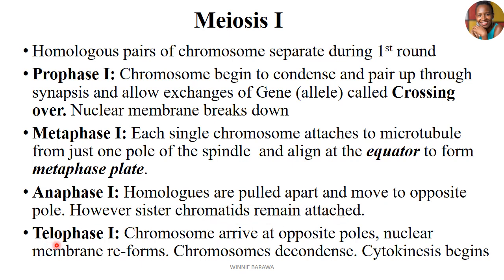And the last phase is telophase 1, where the chromosomes have arrived at the opposite poles. The nuclear membrane is reforming, and the chromosomes will condense and cytokinesis will begin. When cytokinesis begins, we will have produced two daughter cells, which are still diploid, but they will go through the second phase of division that we are calling meiosis 2, that will give us now the haploid daughter cells.